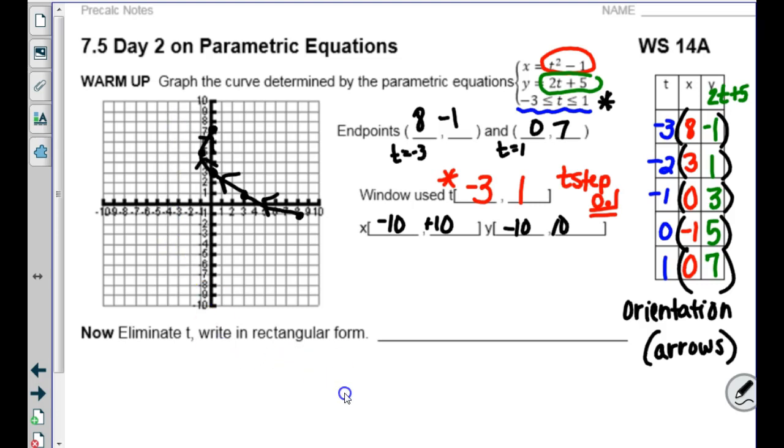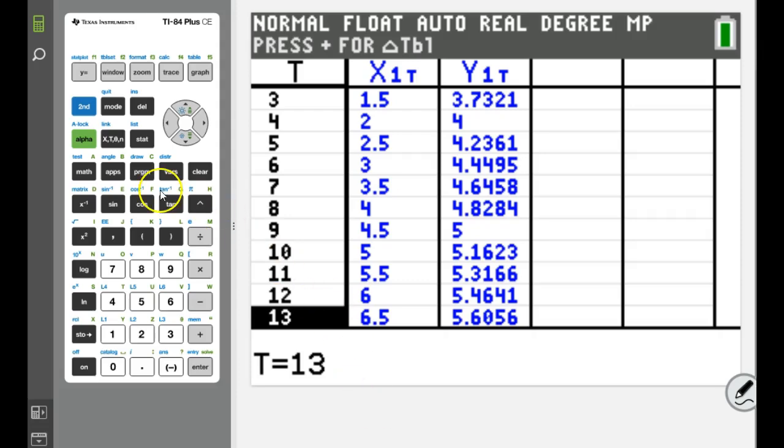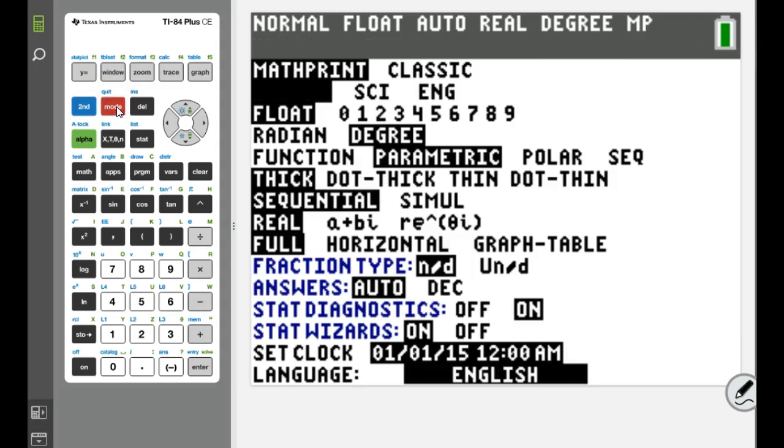So let's go ahead and put it on the calculator quick. I am going to start from scratch here because Chadwick wasn't here yesterday. Chadwick, if you go to mode, go down, put it in degree, because everybody check that you're in degrees because we're going to need that in a minute. But then put it in parametric mode.